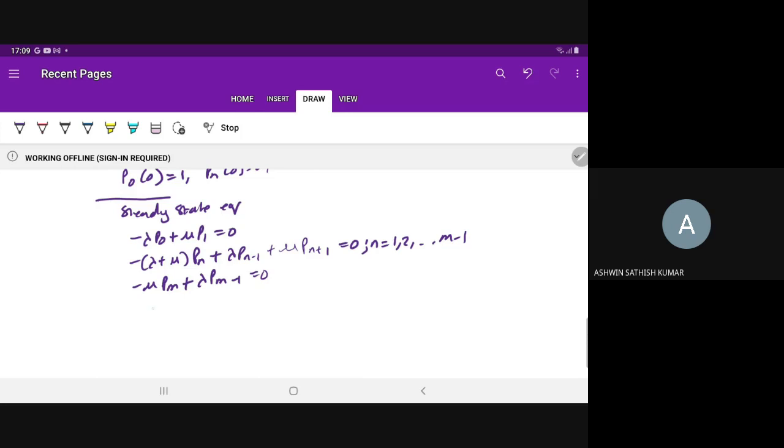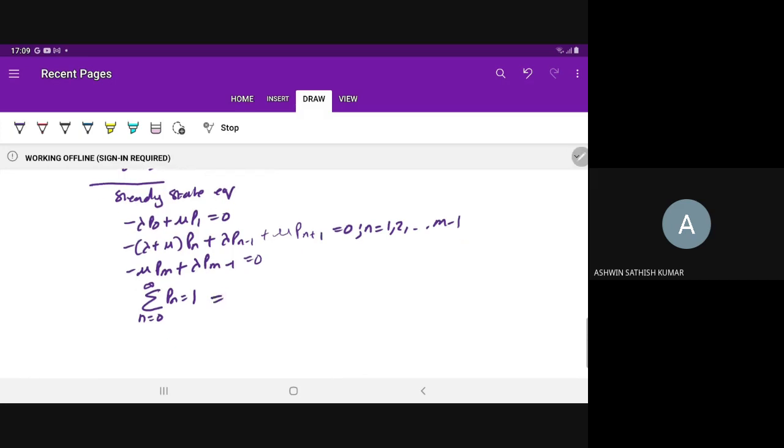With the normalizing condition, in general, what is the normalizing condition? Sum of all probabilities is equal to 1, that means the sum over n is equal to 0 to infinity of pn is equal to 1. But here pm plus 1, pm plus 2, and so on are all 0. So this can be written as the sum over n is equal to 0 to m of pn is equal to 1. So here we have the modified normalizing condition.